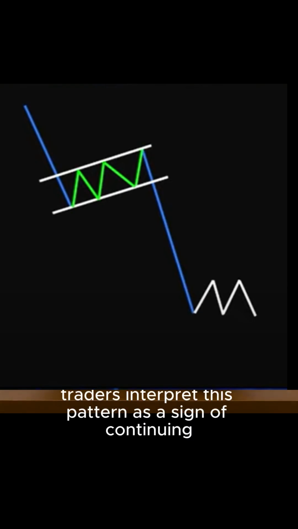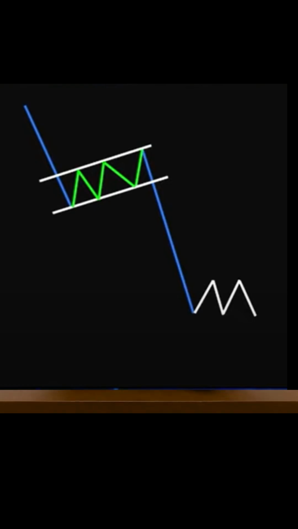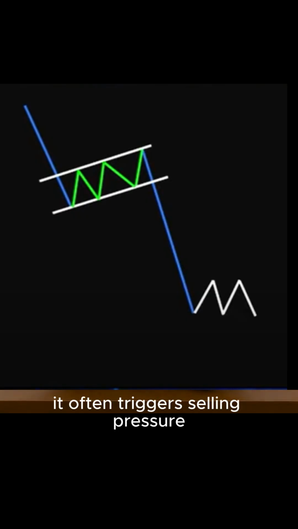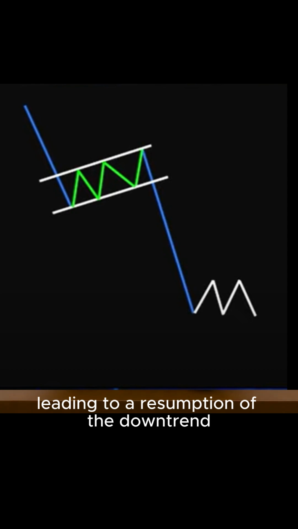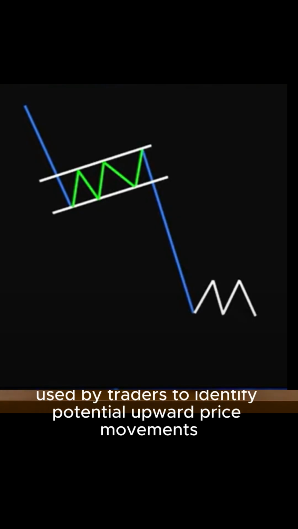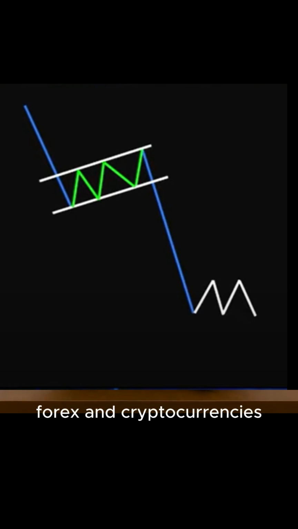Traders interpret this pattern as a sign of continuing bearish sentiment and anticipate further price declines. Once the price breaks below the flag's lower trend line, it often triggers selling pressure, leading to a resumption of the downtrend. The bull flag pattern is a popular technical analysis tool used by traders to identify potential upward price movements in financial markets, specifically in stocks, forex, and cryptocurrencies.